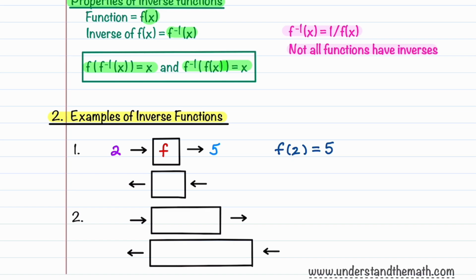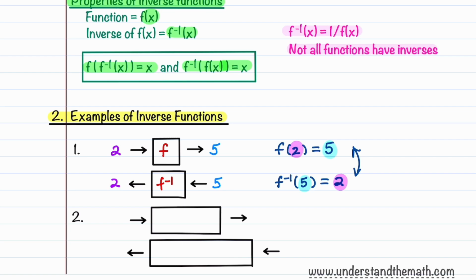Now, if we want to undo what our function did, we're going to take our number 5 and put it into a function that we're going to call f inverse. And what we're going to get back out is the number 2, which is the same number that we put into f. Algebraically, we can write this as f inverse of 5 is equal to 2. If we compare f and f inverse, I want you to notice that the x and y values just change. This x value became this y value, and this y value became this x value.